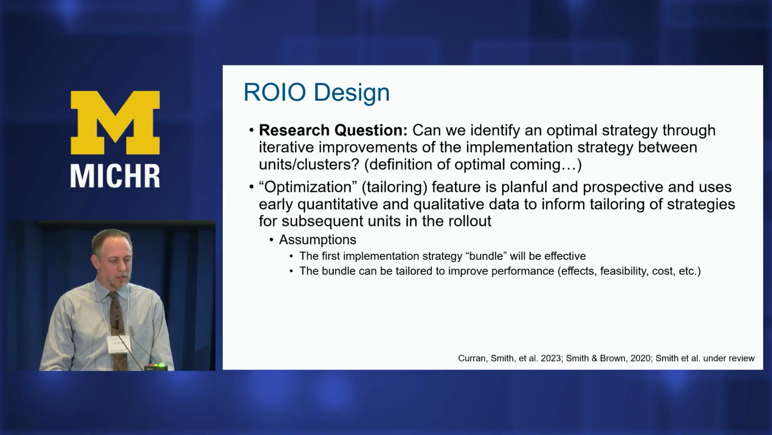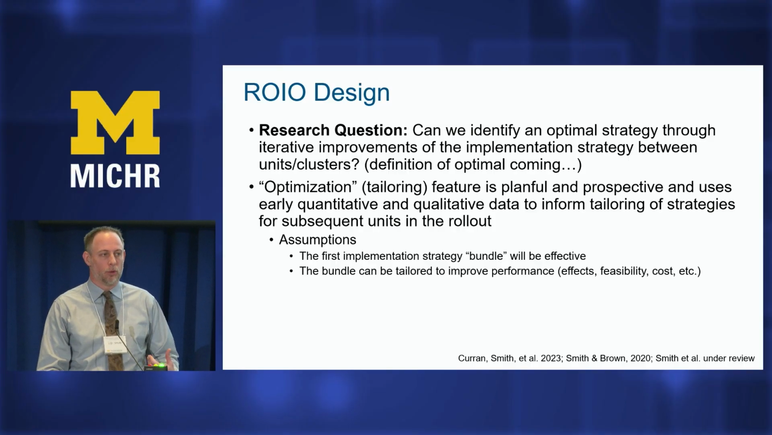So some of the assumptions that you have to make with a Royo, or have to satisfy, is that your first implementation strategy bundle will be effective. So you don't go into the first cluster of clinics holding back additional strategies that you think are going to work. You want a multi-component bundle of strategies that you think are likely to work and are likely to be feasible.